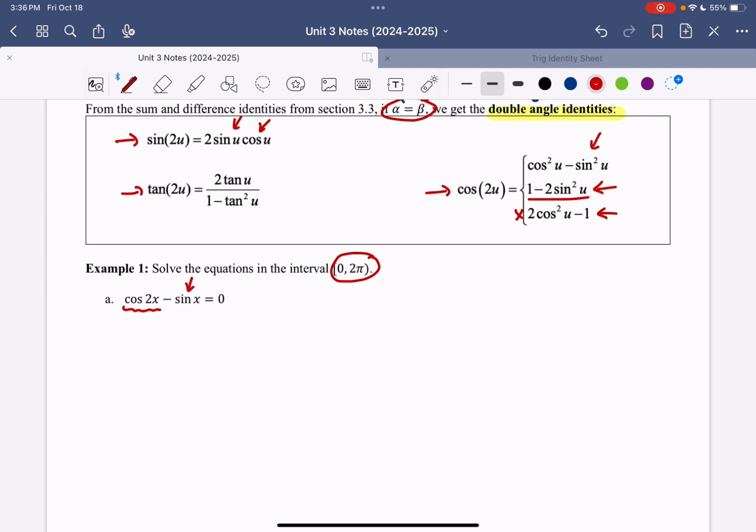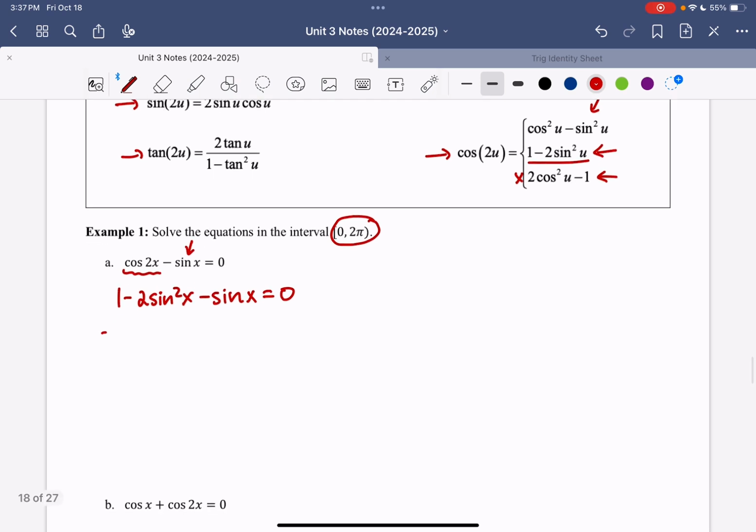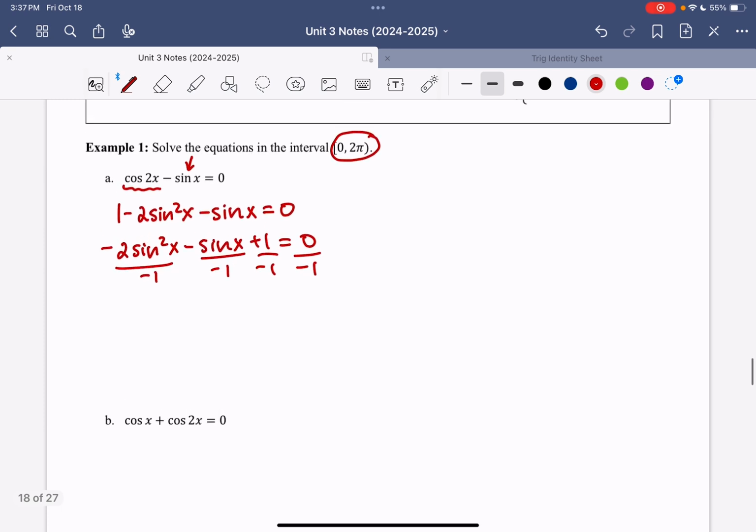So I'm going to make the substitution that cosine of 2x is equal to 1 minus 2 sine squared x, minus sine x equals 0. From there, I'm seeing that this looks quadratic-like, so I'm going to rearrange it to put it into standard form. I see that my leading coefficient is negative, so I'm going to divide all of my terms by -1. We could factor from here, but sometimes it's just nicer to do this.